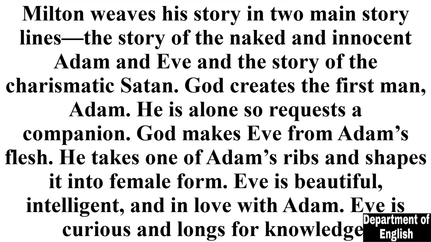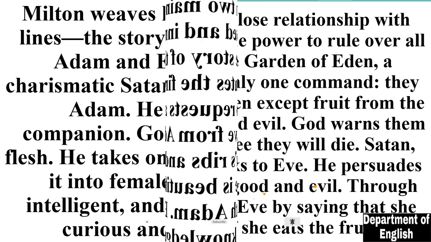Milton weaves his story in two main storylines: the story of the naked and innocent Adam and Eve, and the story of the charismatic Satan. God creates the first man, Adam. He is alone, so he requests a companion. God makes Eve from Adam's flesh. He takes one of Adam's ribs and shapes it into female form. Eve is beautiful, intelligent, and in love with Adam. Eve is curious and longs for knowledge.